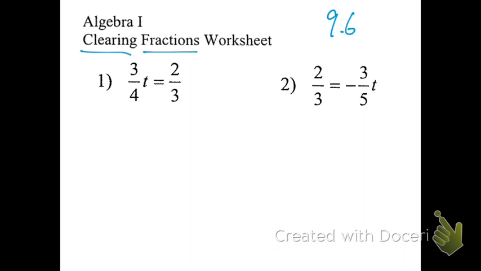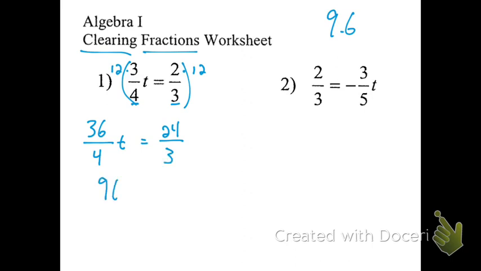So here I'm going to take this whole equation, each side, and multiply by the least common denominator. So 4 and 3 both go into 12. So multiply through on each side by 12. When you do that, this is what you end up with. 12 times 3 is 36. That's still a 4. 2 times 12 is 24. And that's over 3. So now 36 divided by 4 is 9. So 9t, not 90, but 9t is equal to 8. No more fractions, no more problems.